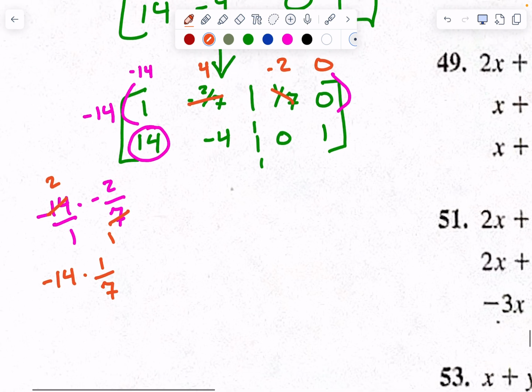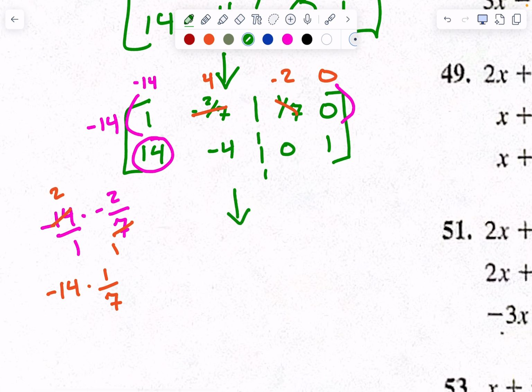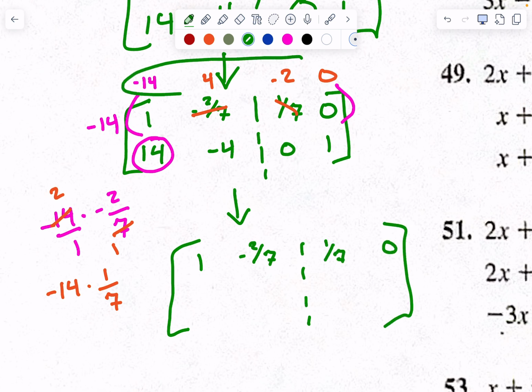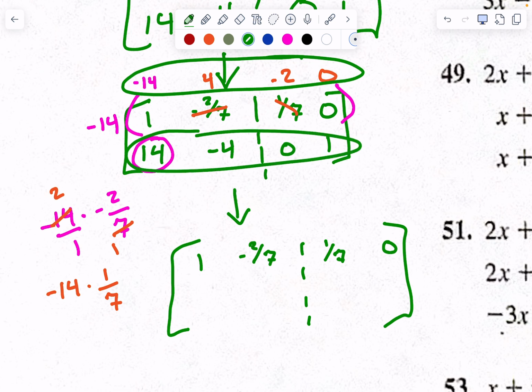My top row is going to stay that disgusting 1, negative 2/7, 1/7, and 0. But now for my bottom row, I'm going to add this row and this row together. Negative 14 and 14 makes 0. 4 and negative 4 makes 0. Negative 2 and 0 makes negative 2. 0 and 1 makes 1. We have a problem: 0, 0.